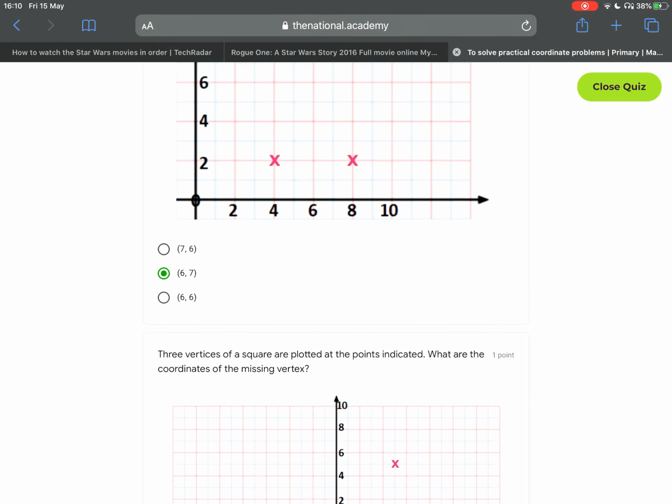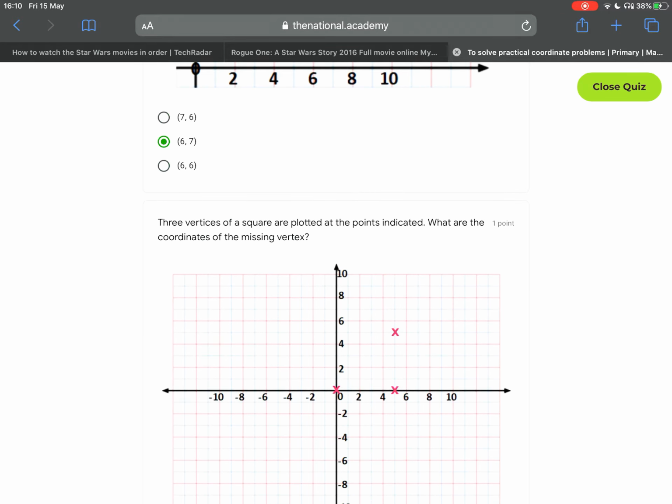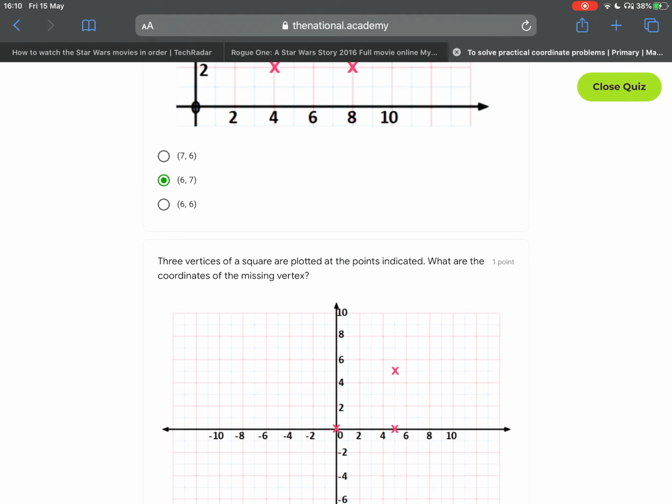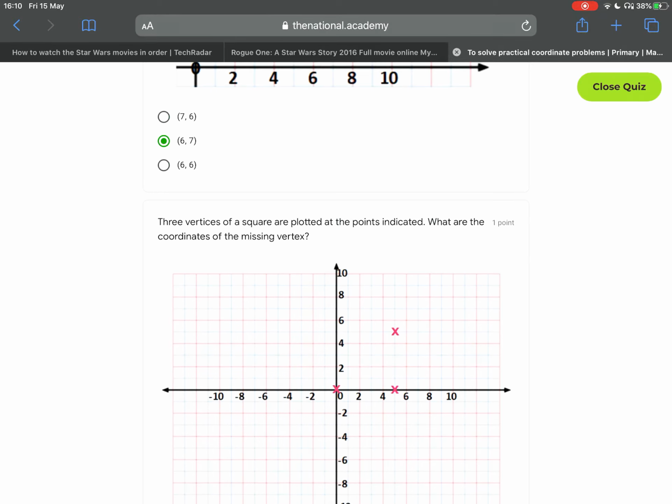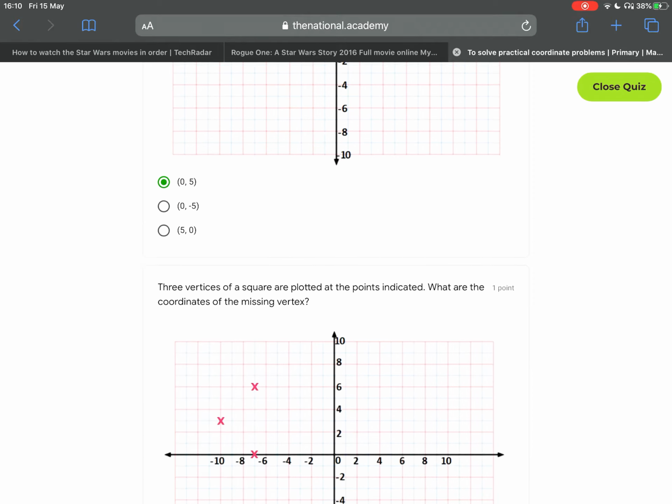6, 7, yes. After that, 3 vertices of a square are plotted at the points indicated. What are the coordinates of the missing vertex? That would be 0, 5.